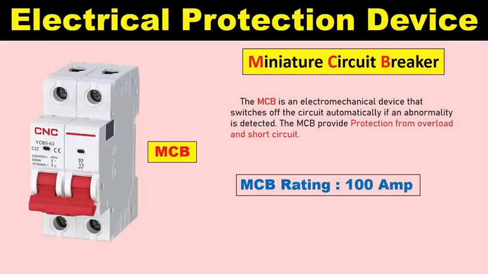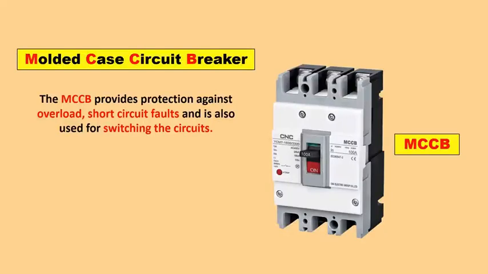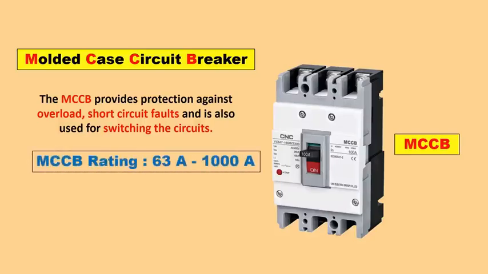Now if you want a protection device of even higher rating, then in this condition you have to buy a MCCB. MCCB also provides protection from overload and short circuit. It means you can say that the protection provided by a MCB can also be provided by a MCCB. You can find a MCCB of even 1000 ampere rating in the market, but if you go now to buy a MCCB, then you will find a MCCB of higher rating also. Because right now there are lots of companies which are manufacturing MCCB of more than 1000 ampere.